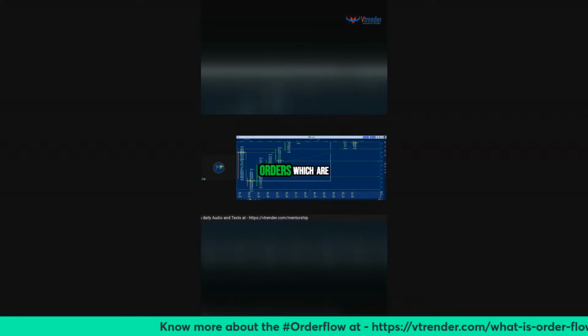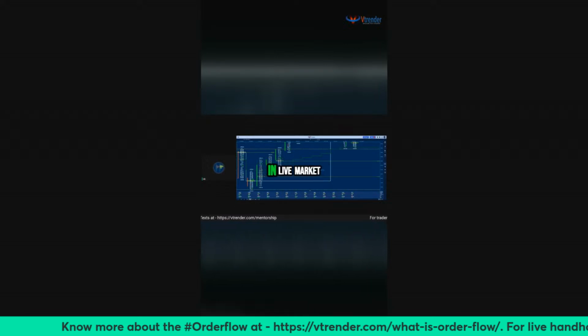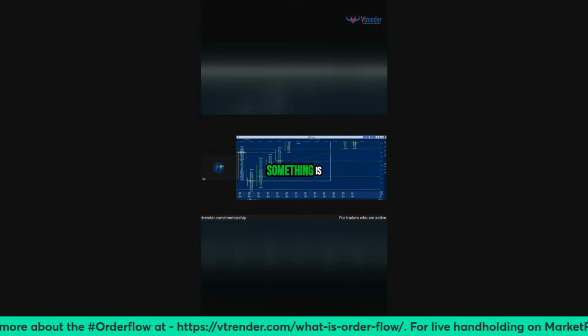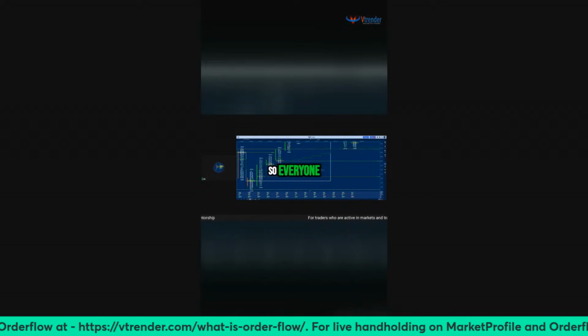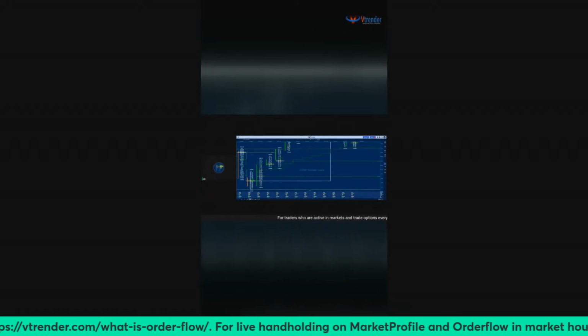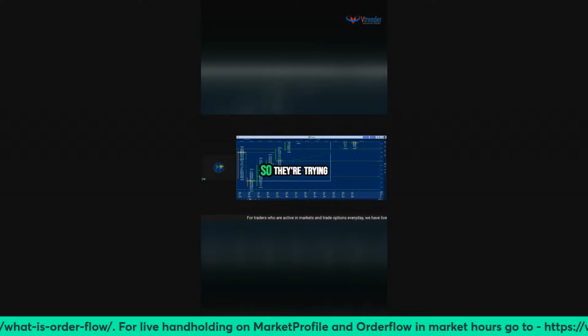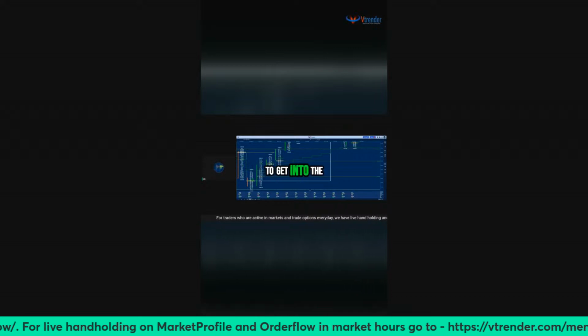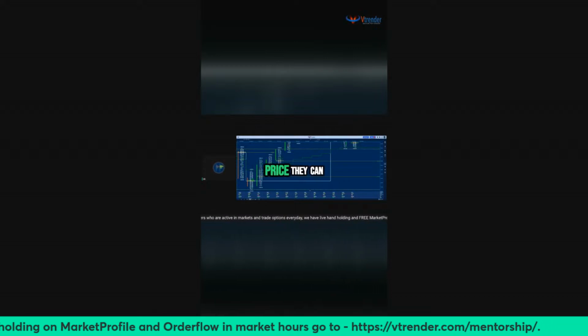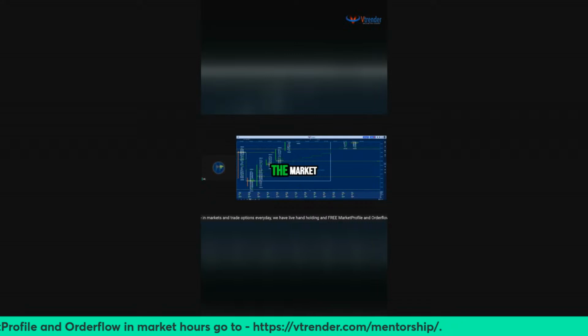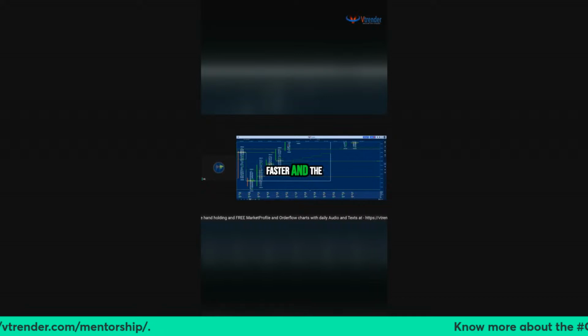Market orders are orders which are being executed in live market because something has changed in the market. So everyone wants to get into the market as early as possible. So they are trying to get into the market at whatever price they can get into. So those are the market orders. Obviously, when you have a lot of market orders happening, the auction would move faster and the volumes also would be on the higher side.